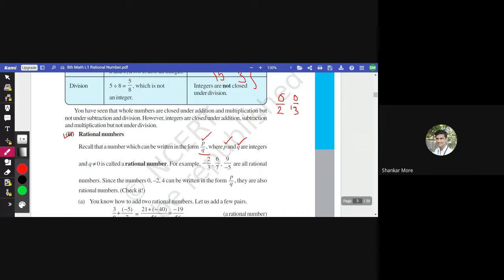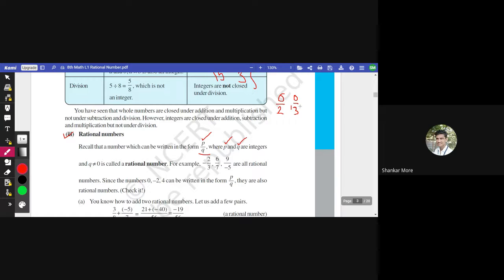Absolutely, the denominator can be any integer except 0. The denominator can be positive or negative, but it cannot be 0. If the denominator is 0, then that number becomes undefined. We cannot define that number. That is called undefined. So I was proving why 0 is rational.